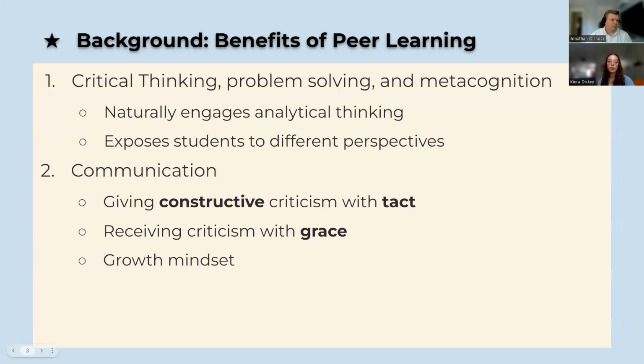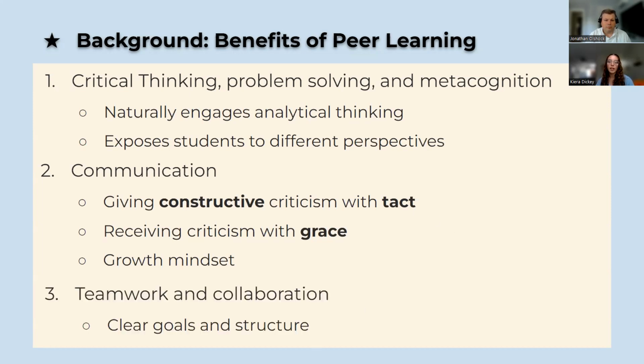Secondly, communication. Through peer learning, students also practice giving criticism with tact, which involves learning how to provide constructive feedback in a respectful and helpful manner, and handling criticism with grace, understanding that resisting feedback means missing out on opportunities for growth. Like I mentioned, this is essential in any workplace environment. And finally, collaboration. Through structured peer evaluations, students learn to set team goals and hold themselves accountable and their peers accountable for their contributions to the team.